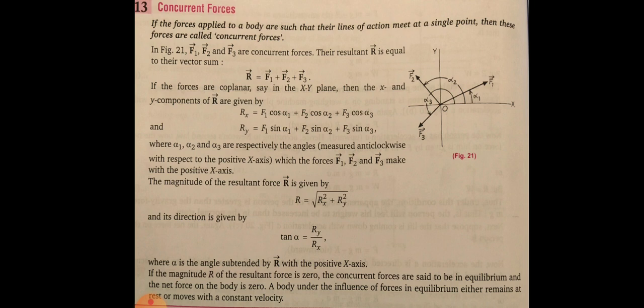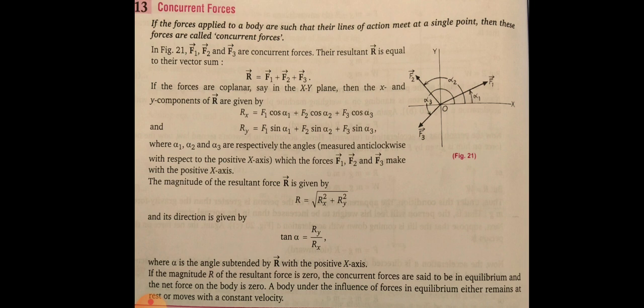When force is acting in a particular direction, then that direction or the line in which force is acting is called line of action of the force. When many forces are acting on a body or point such that lines of actions of all the forces are passing from a common point, then such type of forces are called concurrent forces.